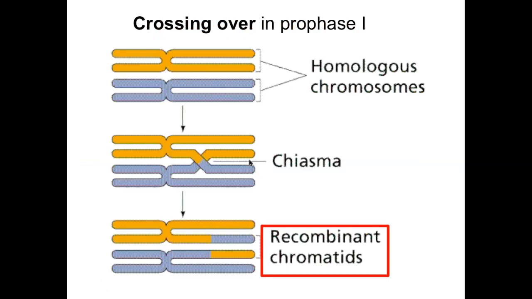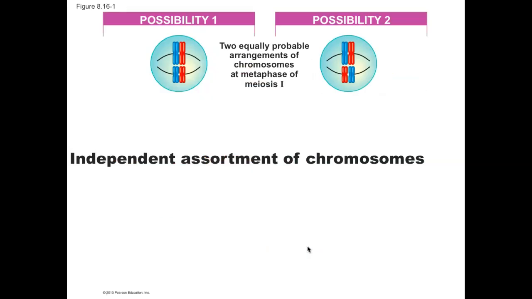This is an image, again, of the crossing over, right? And then what we are creating in the result is recombinant chromatids, or recombinant chromosomes. But this is independent assortment of chromosomes. This is something that you need to think about. So what independent assortment of chromosomes means is that when your tetrads align along the metaphase plate, they can do it randomly.